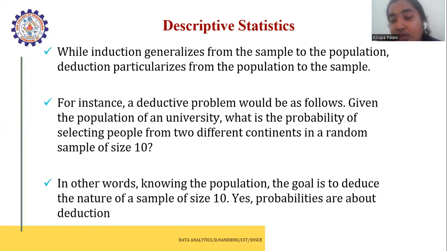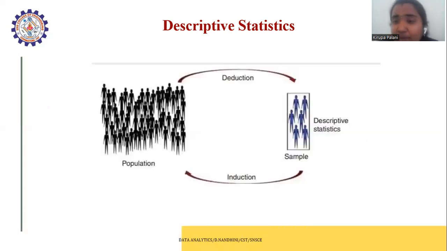In another way, knowing the population, the goal is to deduce the nature of a sample of size 10 as a probability. What is known as probability? The probability, or deduction, of the nature of a sample of size 10 is the goal of a given descriptive analysis. In the given example of descriptive statistics, the population is being used for deduction, so descriptive analysis gives a sample for induction.